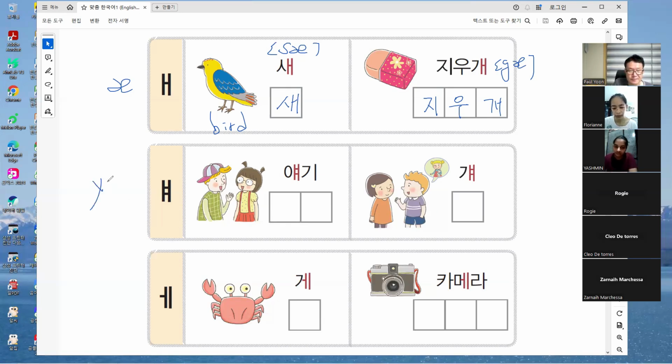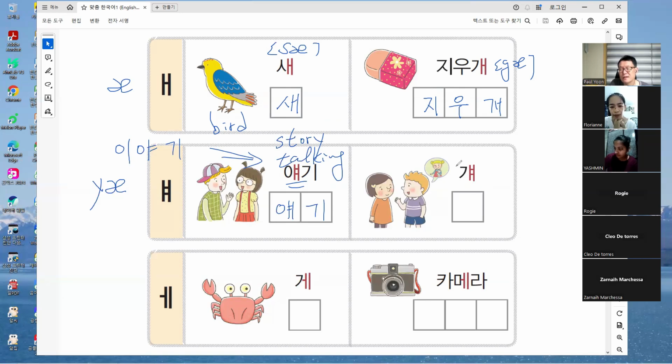This one. 예. Right? 얘기. Can you read this? 얘기. Okay. 얘기 means sometimes story, sometimes talking. This one is 이야기, made into an abbreviation. 얘기. 이야기, 얘기, same meaning. Make it short. Story or talking. Okay, 얘기.